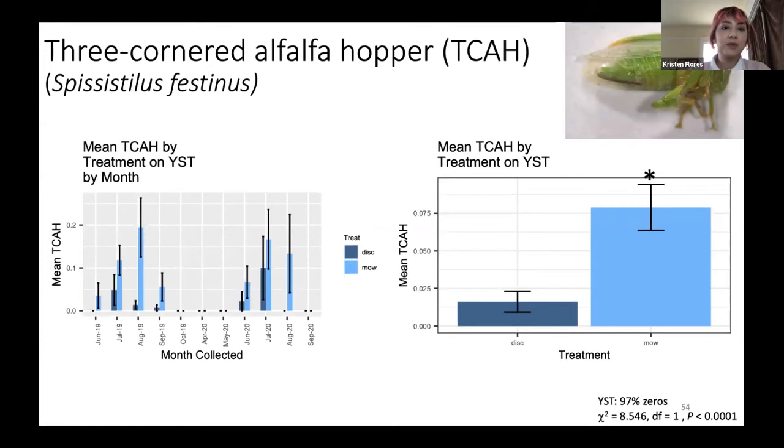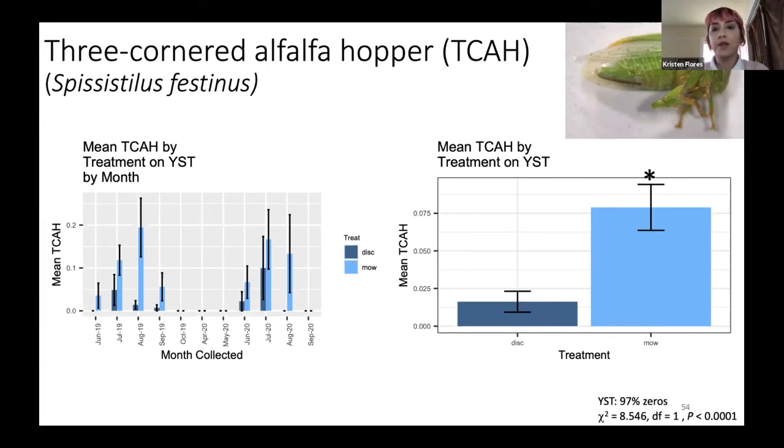Next we will discuss Tika in the canopy. On the graph on the left, we see the average number of Tika recovered on the y-axis per month on the x-axis. Again, disc is in dark blue and mow is in light blue. This graph tells us that Tika isn't present in the canopy in the beginning and end of the season, which also correlates to when the ground cover dies off. We can also see that in mow rows, Tika is present in the canopy earlier in the season.